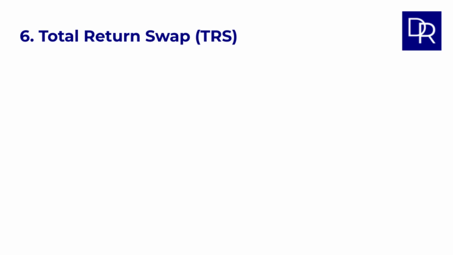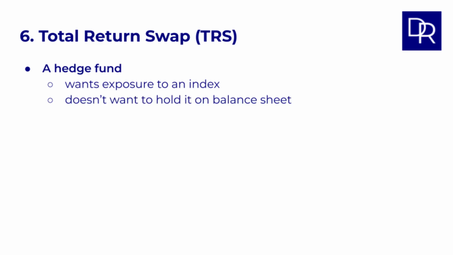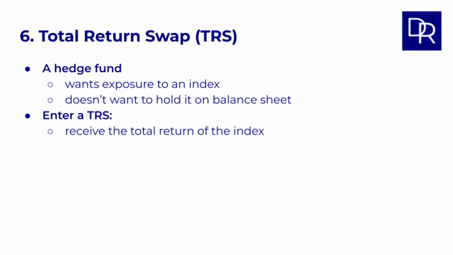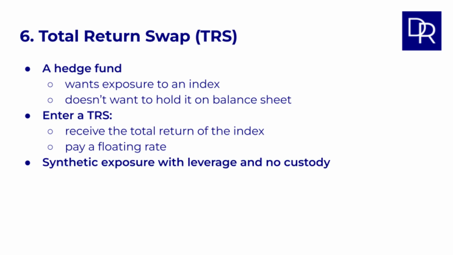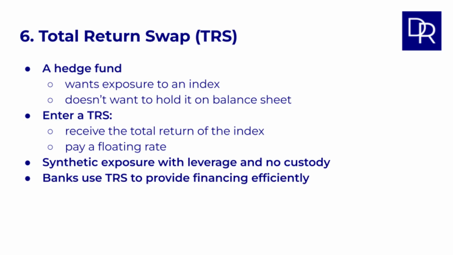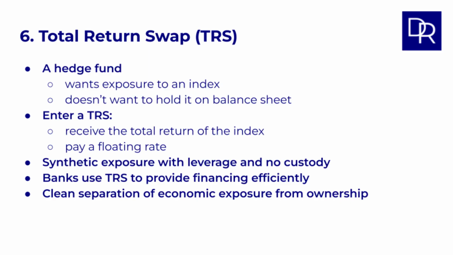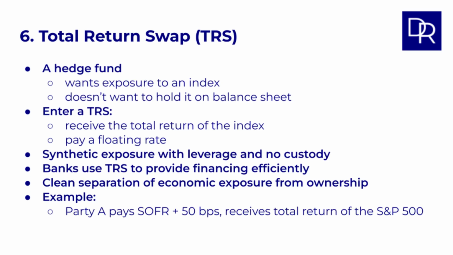And number 6, total return swap. A hedge fund wants exposure to an index but doesn't want to hold it on the balance sheet. So they enter a TRS. They receive the total return of the index and pay a floating rate. This gives them synthetic exposure with leverage and no custody. Banks use TRS to provide financing efficiently. The clean separation of economic exposure from ownership. So, as an example, party A pays SOFR plus 50 basis points and receives the total return of the S&P 500.